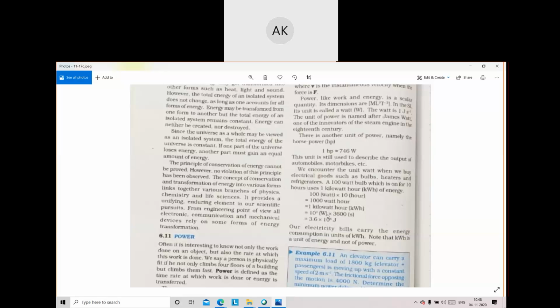So we have converted into the SI system. Kilowatt is changed into watt, and hour is changed into second, because that is the SI unit of time. So you get 3.6 when you multiply this. 3.6 into 10 raised to 6 joules. So 1 kilowatt hour. Kilowatt hour is the unit of energy.